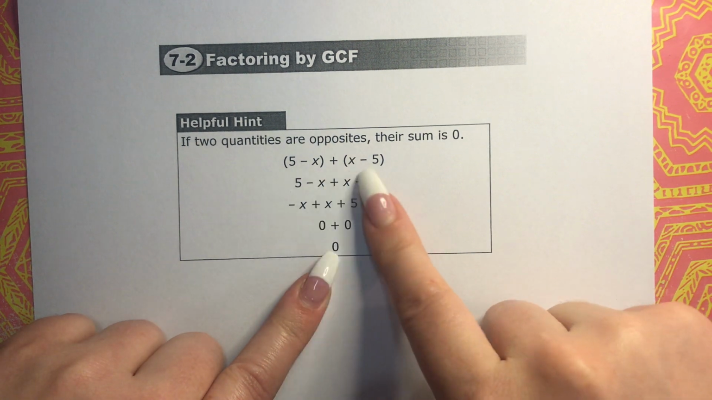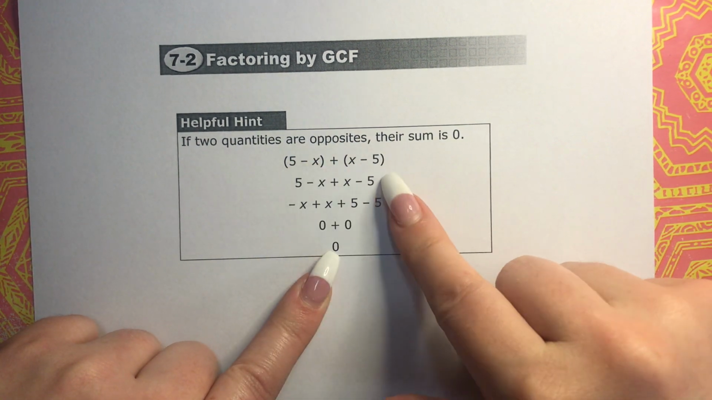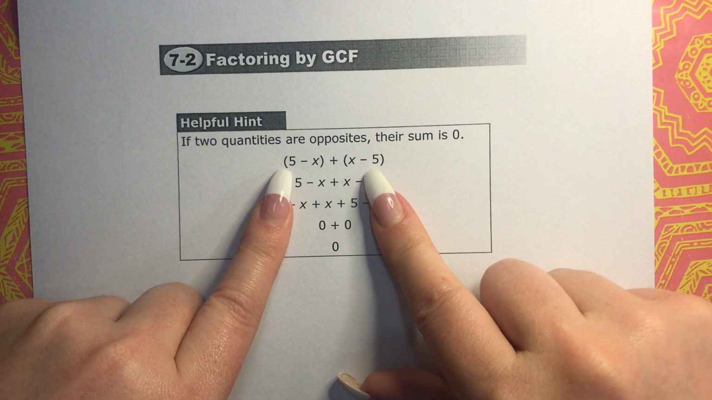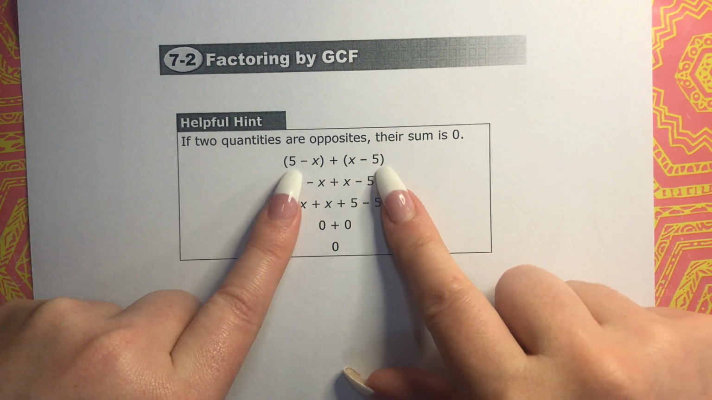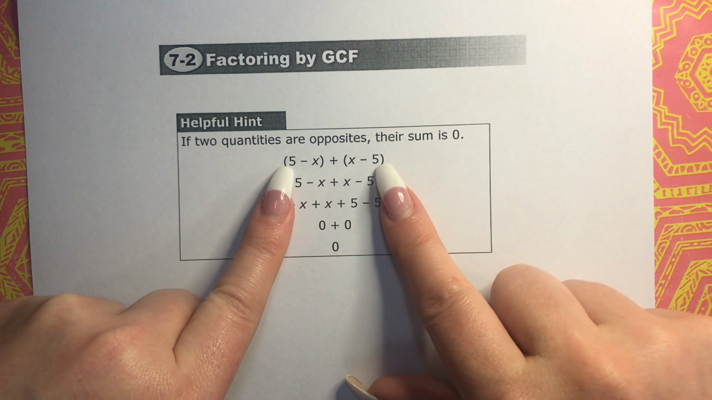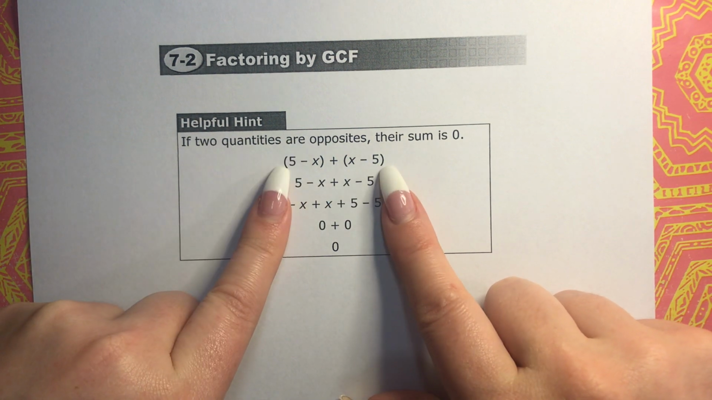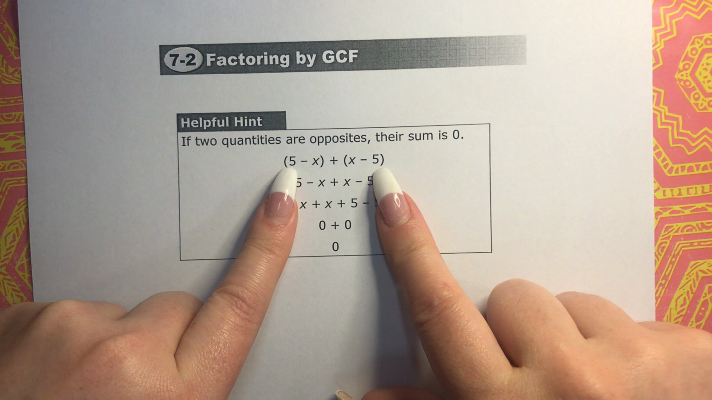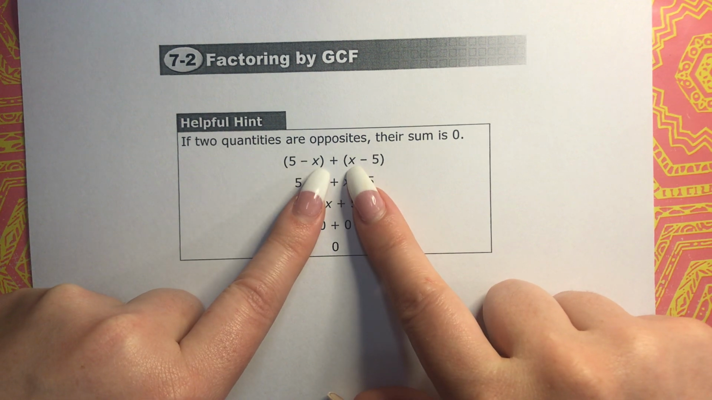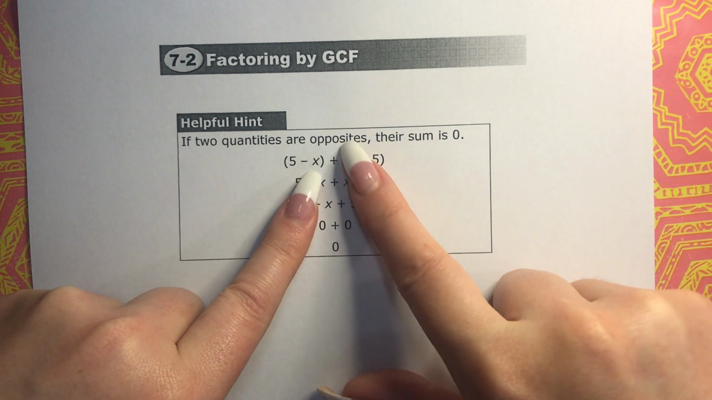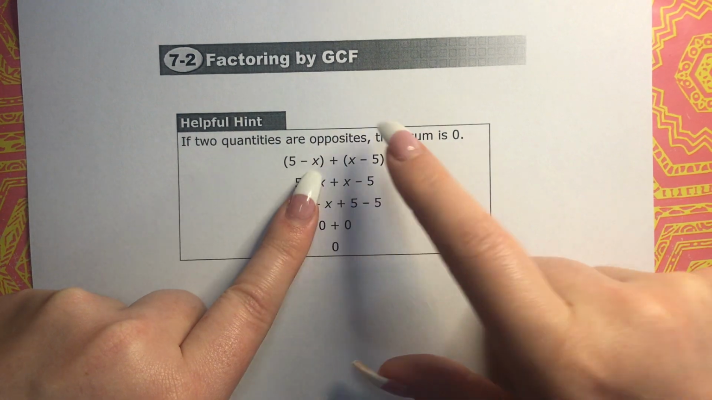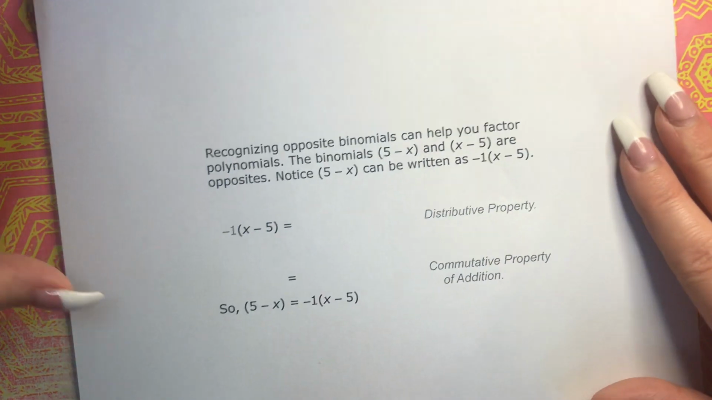Okay? So in this next example, we're going to be exploring opposites. Notice they look very similar. It's the same number, the same letter. The only thing that's different is the signs are different for the numbers and the signs are different for the letters. And if that's the case, then what you have is opposites.